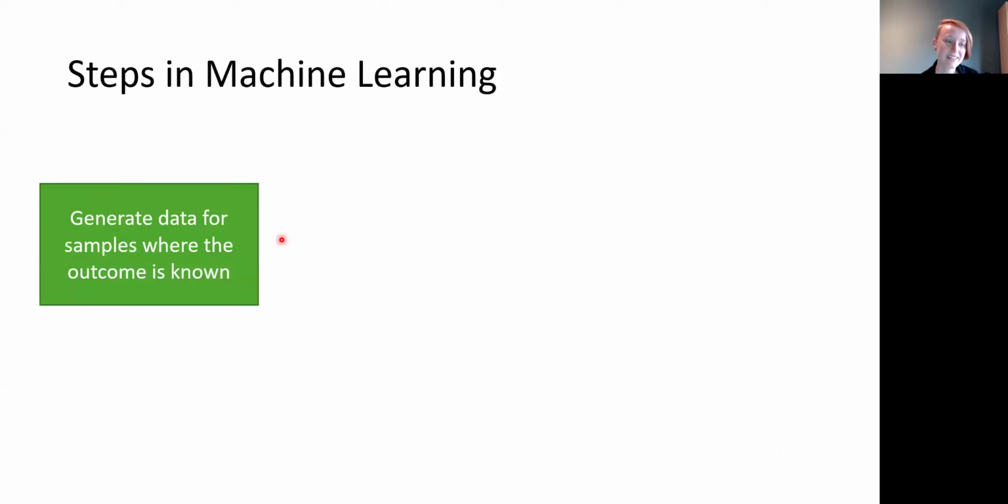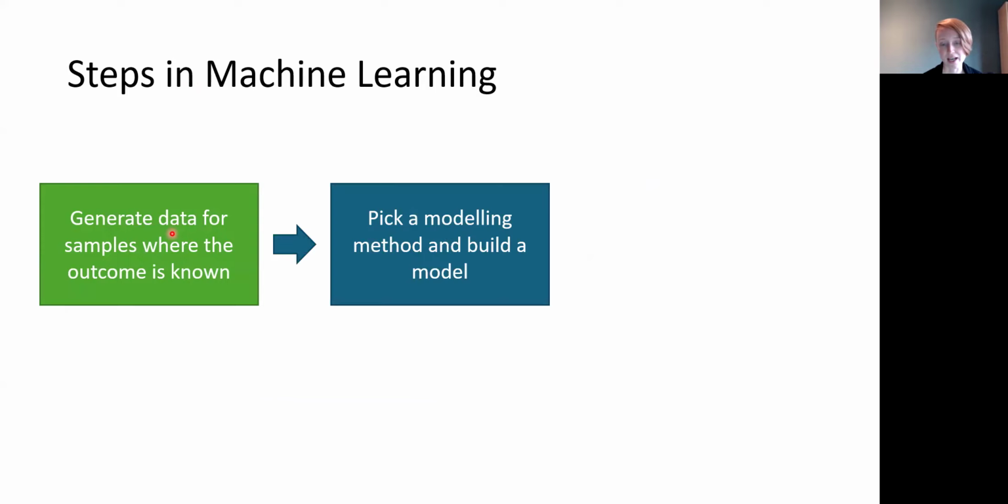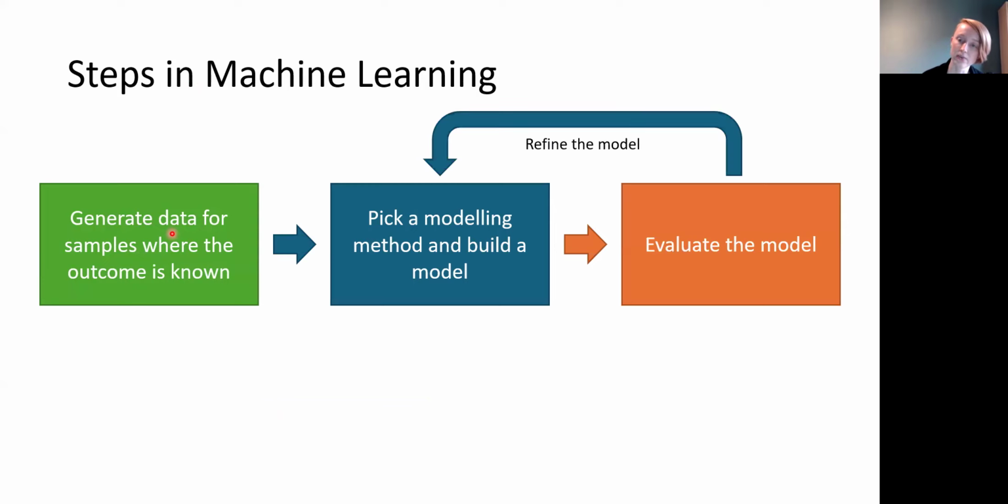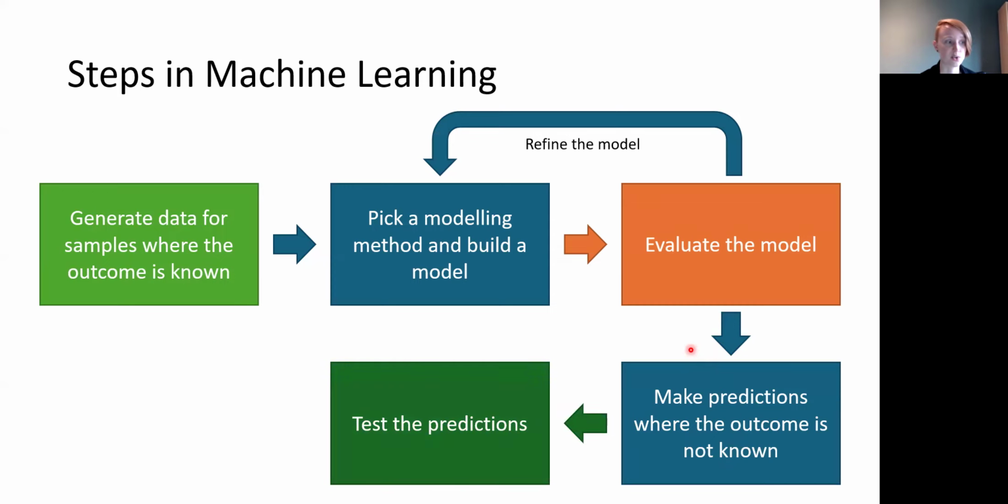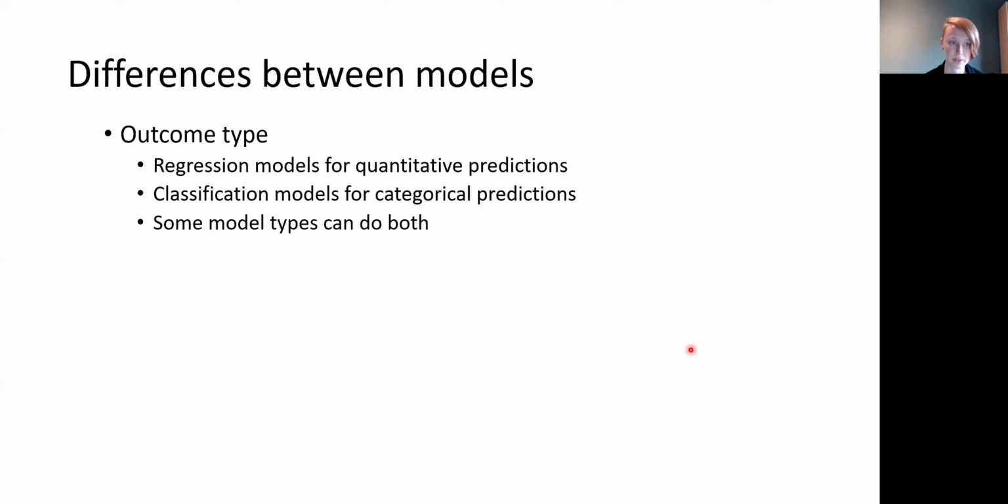So, steps in machine learning. As I said, firstly, we have to generate our data. We have to generate data for samples where the outcome that we want to predict is known. We then pick a modeling method and build our model, which we will then evaluate and refine, and we might do many rounds of this, testing different model methods and different parameters. We can then make predictions where the outcome is not known once we're happy with our model, and test those predictions to see how useful they are biologically, or how usable they might be going forwards.